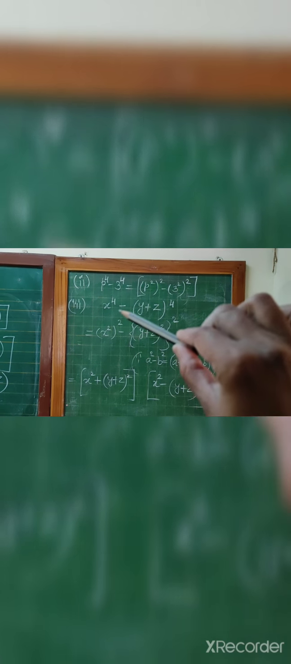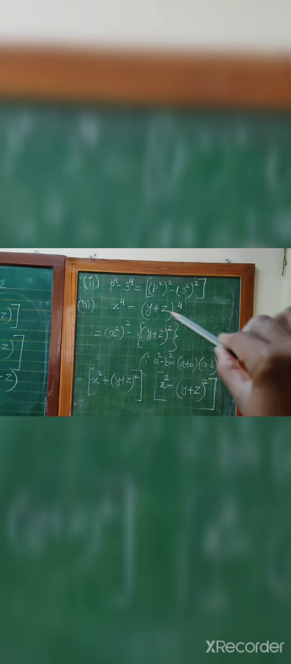Now third, x to the power 4 minus y plus z whole to the power 4. So x square whole square minus y plus z square whole square. 2 2s are 4, 2 2s are 4. So we can apply the formula x square minus y square, or if the question is given in x, y, z, I am applying the formula in the form of a and b.